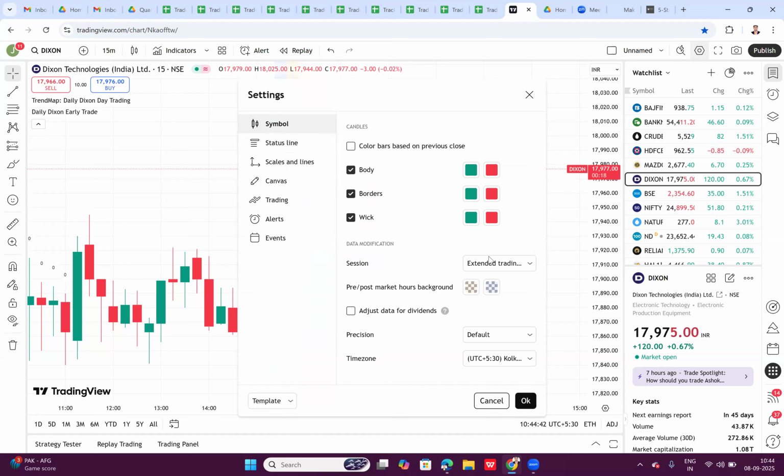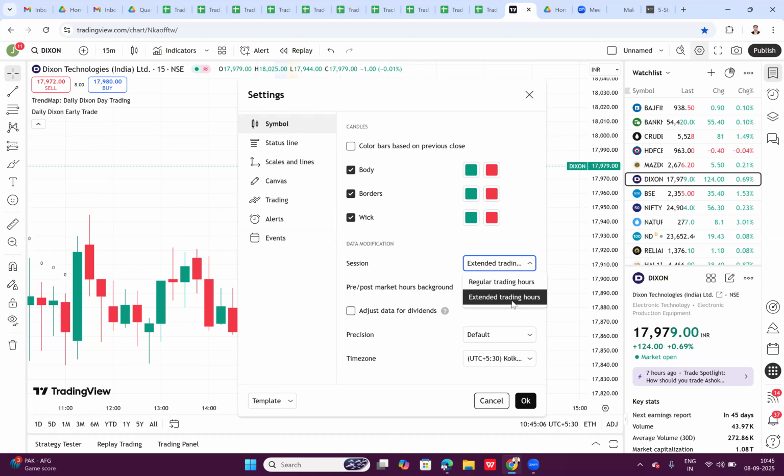I am repeating once again. First, you have to click on chart settings, which is available on the right side at the top of your TradingView. If you click on chart settings, then you will get the option of symbol. In this symbol, you will get the option of session. In session, you always have to select extended trading hours.